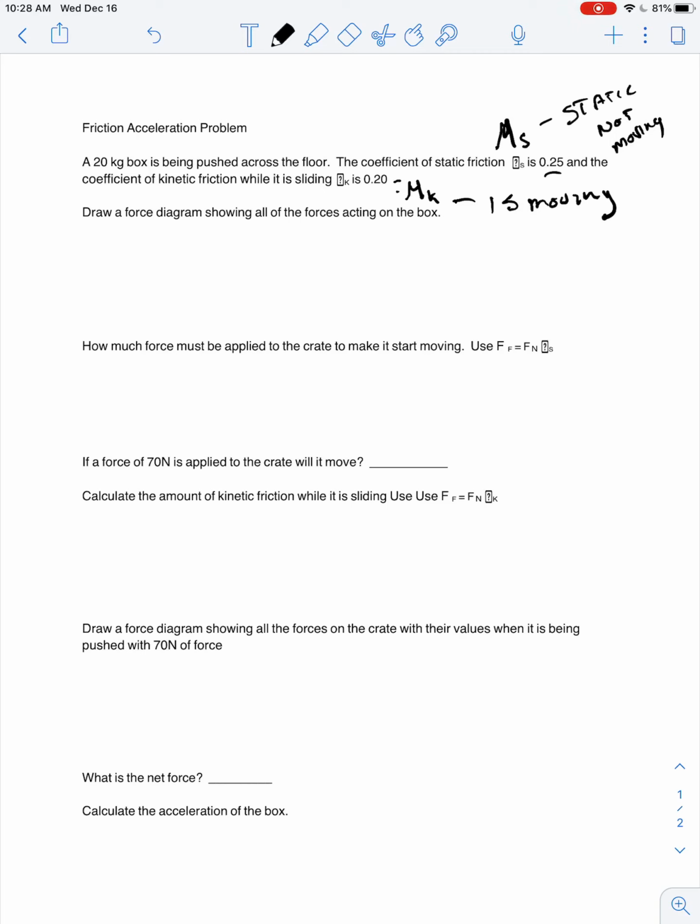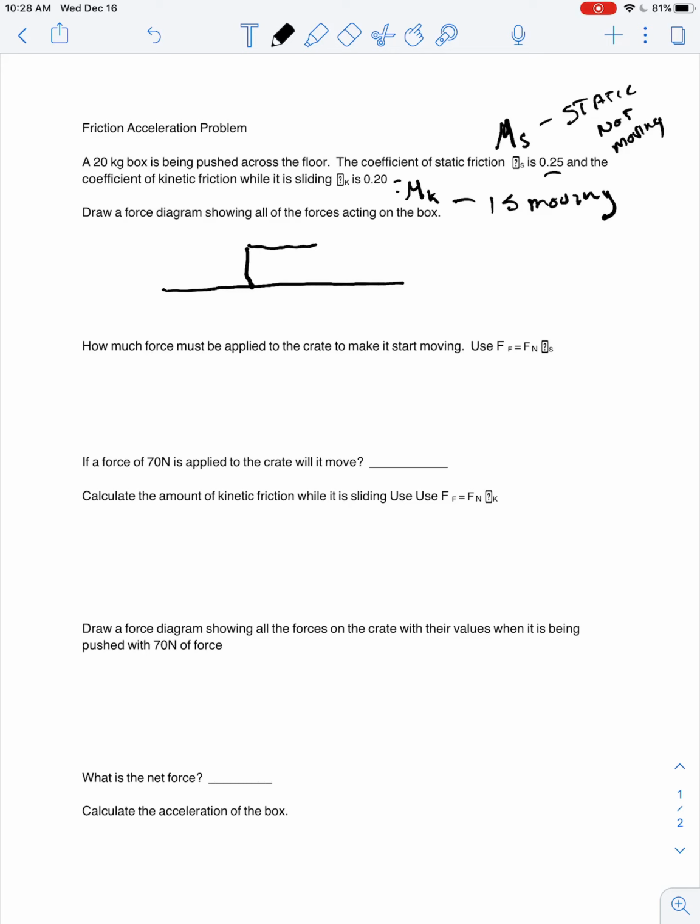Okay, so we've got this 20 kilogram box being pushed across the floor, and we've got a coefficient of static friction of 0.25 and a coefficient of kinetic friction of 0.20. So remember, when it starts moving, the friction force gets less, and that's why it's easier to keep something moving when you're pushing it than it is to get it to start moving. So the first thing I want is a force diagram that shows all the forces.